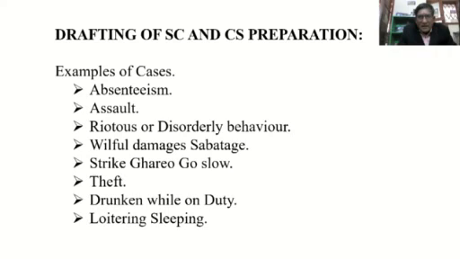Drafting of showcause and chargesheet preparations. That is preparation of showcause and chargesheet. Examples of cases I have given: absenteeism, assault, riotous or disorderly behavior, willful damages, sabotage, strike, gherao, go slow, theft, drunkenness while on duty, loitering. See, the first case, absence for months together from March to June. No communication by the workman. This is a case.